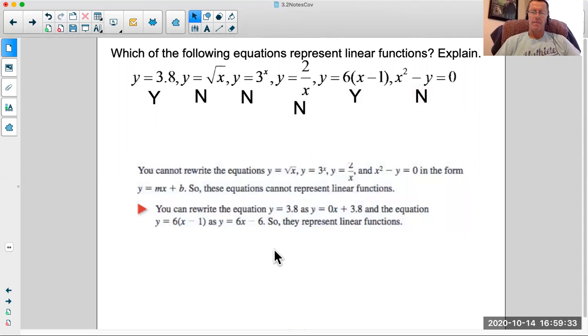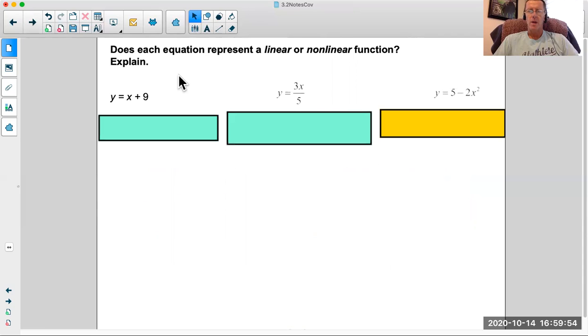Okay. Yeah, and so here's a good explanation. So you can go ahead and read that. You cannot rewrite those in the form of y equals mx plus b. So they cannot represent linear functions. But the other ones you can, right? Again, here's y equals 0x plus 3.8. And you can distribute here and get y equals 6x minus 6. Okay, what about these? You try these on your own. Pause the video, try them on your own.